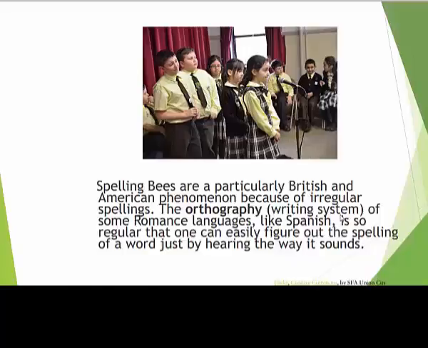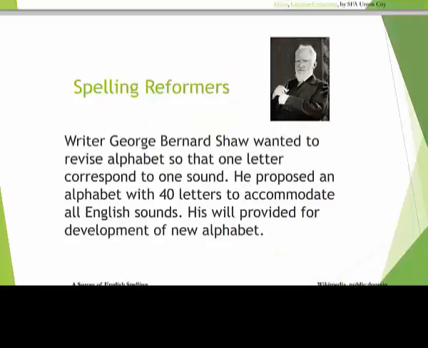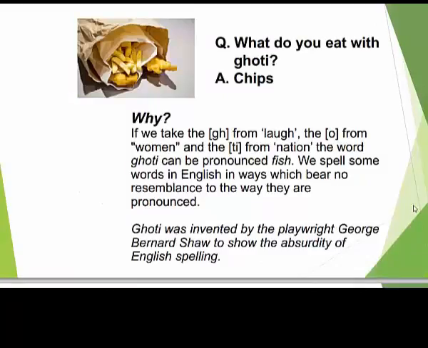This lack of correspondence between spelling and pronunciation irritated writer George Bernard Shaw so much that he campaigned for English spelling reform. And he even included money in his will for someone to fully develop just such an alphabet. Shaw came up with this example of goatee. So the question is, what would you eat with goatee? And the answer is chips, because goatee could potentially be pronounced fish. So you'd have to take the GH in laugh, the O from women, and the TI from nation to produce the word fish.